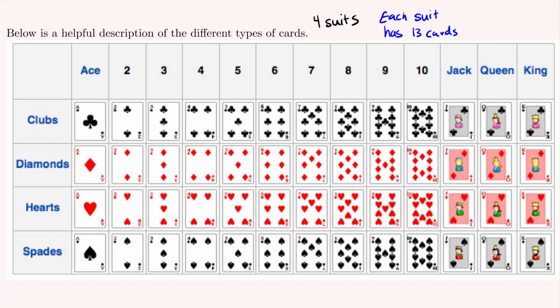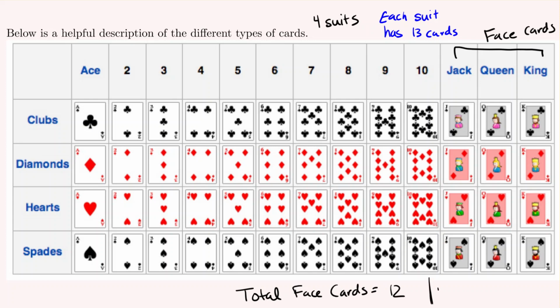And in particular, every suit has 3 face cards. The face cards are the jack, king, and queen of each suit. So if there's 3 face cards in each of the 4 suits, how many total face cards are there? 3, 6, 9, 12. So keep in mind there's 12 total face cards.